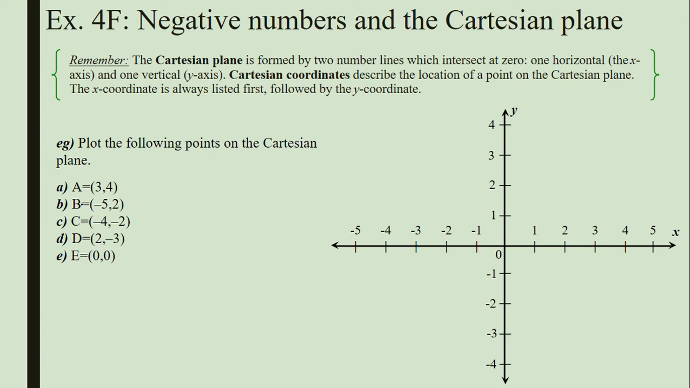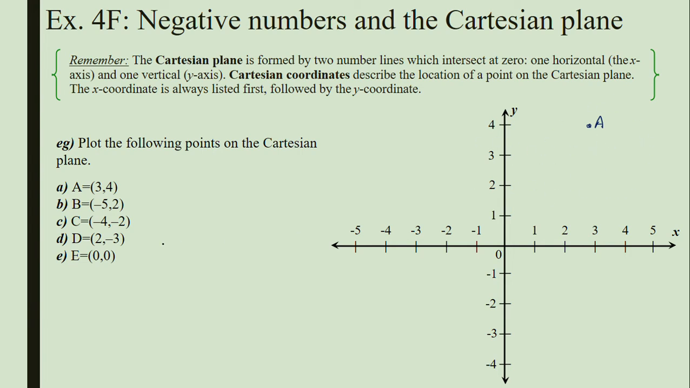So the first point is at A equals 3, 4. So I'm going to go across to x is 3 and up to y is 4. I'm going to draw a point there and I'm going to label it A. A is in the positive quadrant.